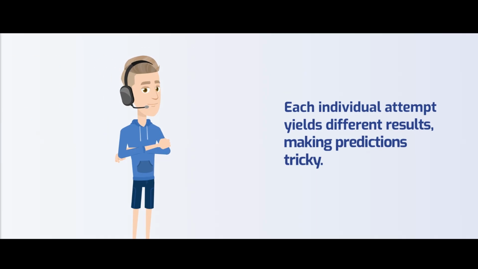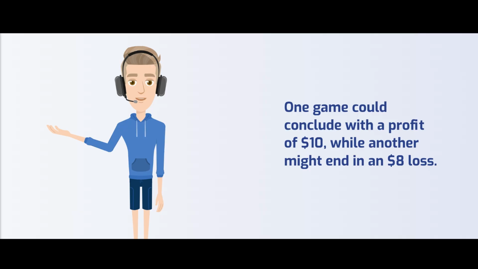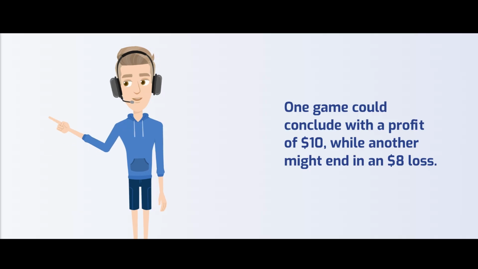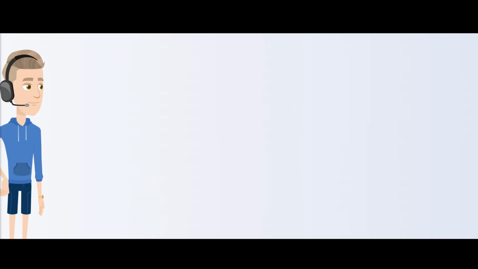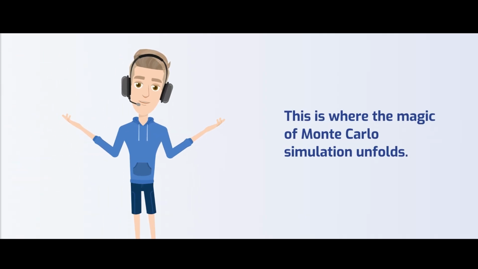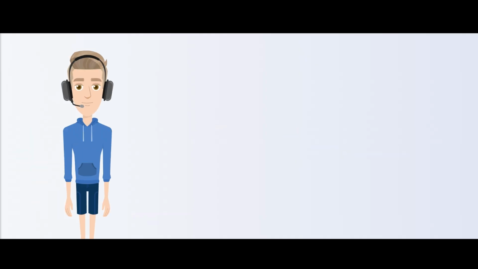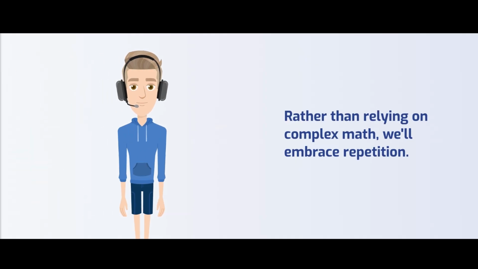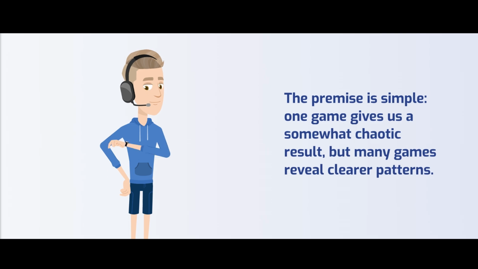Each individual attempt yields different results, making predictions tricky. One game could conclude with a profit of $10, while another might end in an $8 loss. The results appear scattered. This is where the magic of Monte Carlo simulation unfolds. Rather than relying on complex math, we'll embrace repetition. The premise is simple. One game gives us a somewhat chaotic result, but many games reveal clearer patterns.